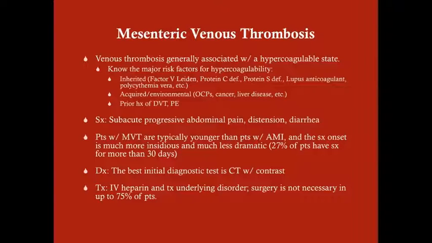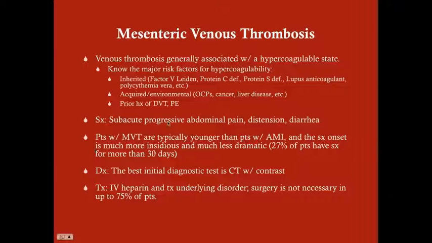And then there are also the acquired or environmental causes. So cancer puts you at risk for hypercoagulability. If you take oral contraceptives, especially if you take oral contraceptives and you smoke, that's a big no-no. So that's another thing that puts you at risk for this. And then liver disease, because you're not making protein C and protein S, puts you at risk for thrombosis. So those are some of the causes of acquired hypercoagulability, but there are tons of them. These are the big ones that you should be aware of.